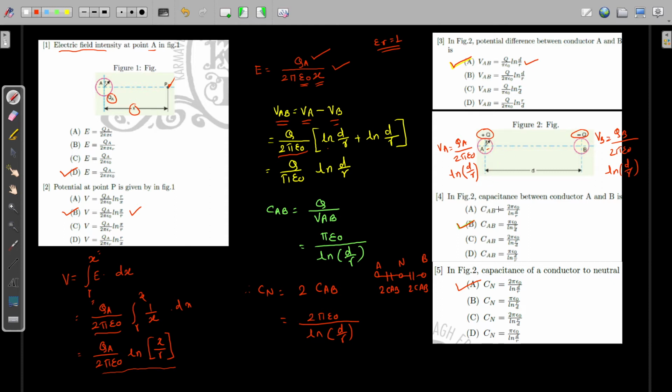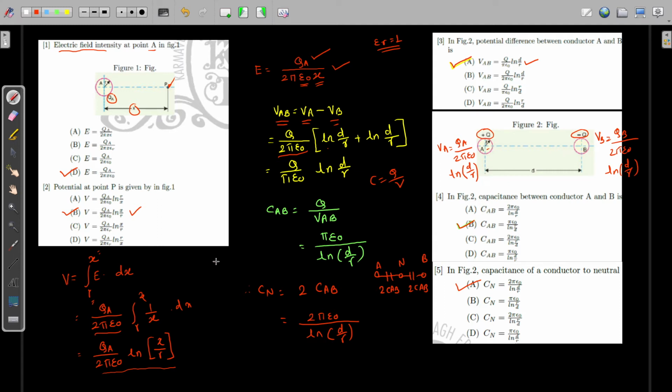Now I want to determine the capacitance between A and B. The capacitance is equal to charge upon voltage. So the charge is q divided by VAB. So q will get cancelled. It will become pi epsilon 0 divided by natural log of d by r. This is the capacitance between A and B.